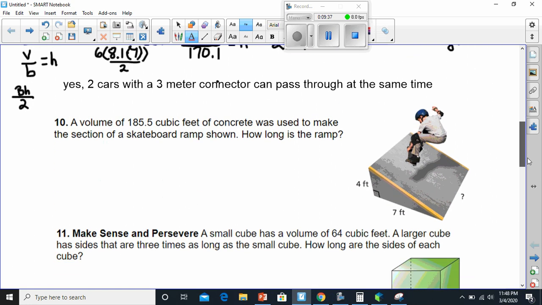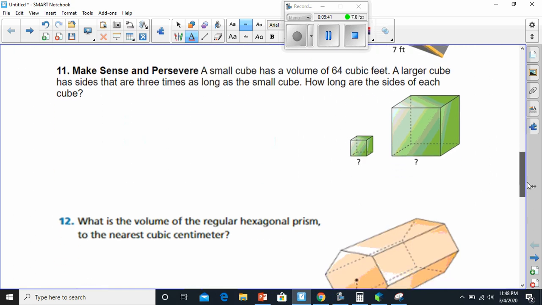You guys have number 10, so good luck with that one. I am going to number 11. It says make sense and persevere. A small cube has a volume of 64 cubic feet. A larger cube has sides that are 3 times as long as the small cube. How long are the sides of each cube?